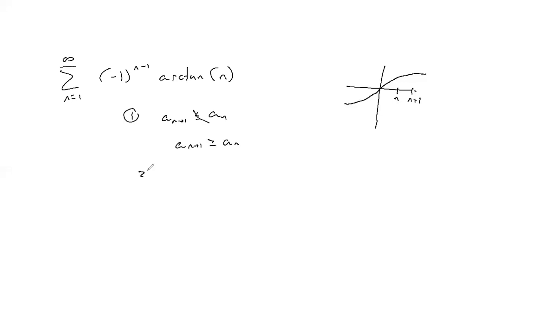And on the same tack, is the limit of this function equal to 0? No, it goes to pi over 2, I believe. So as n goes towards infinity, our function gets closer and closer to pi over 2. So the limit of a_n does not equal 0 either. So neither condition is met.